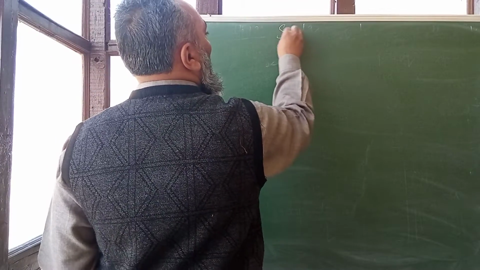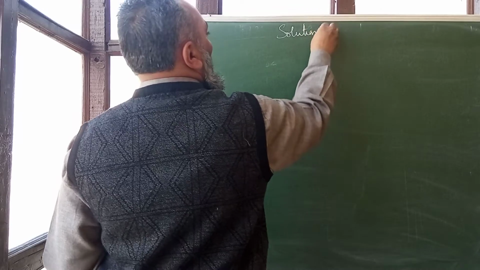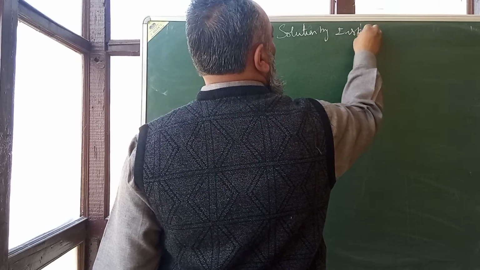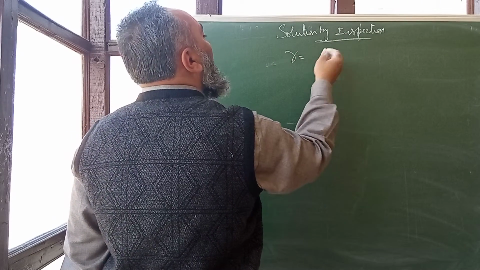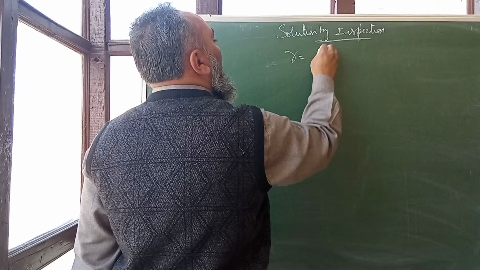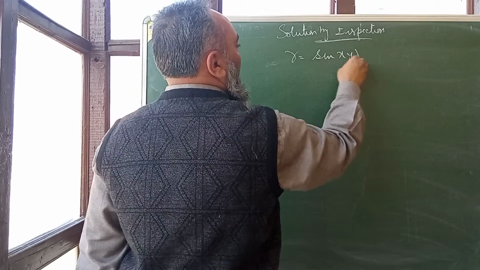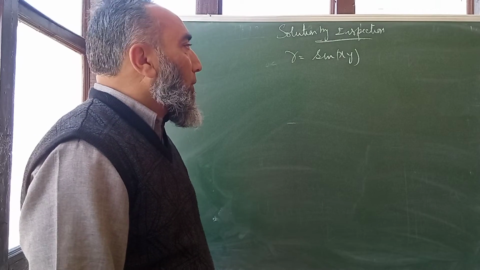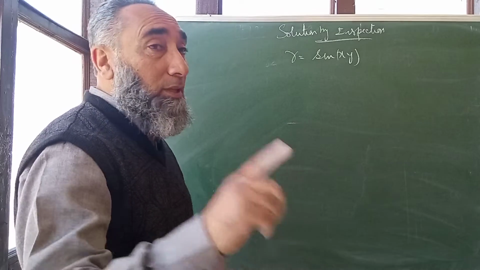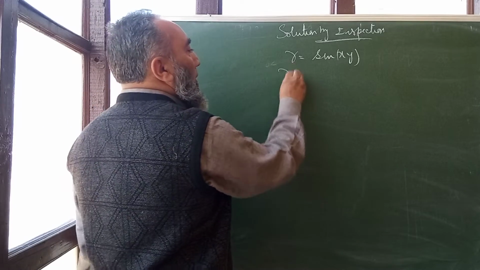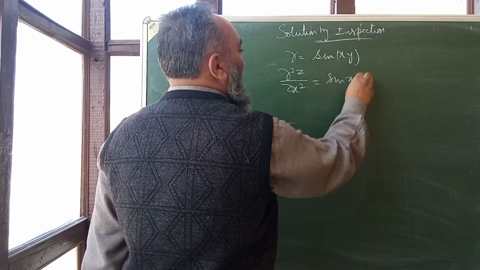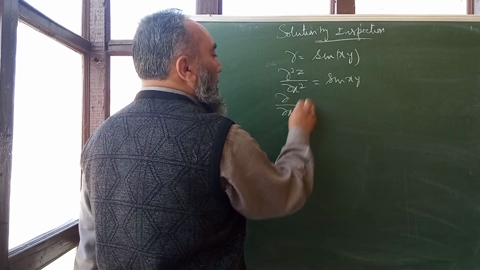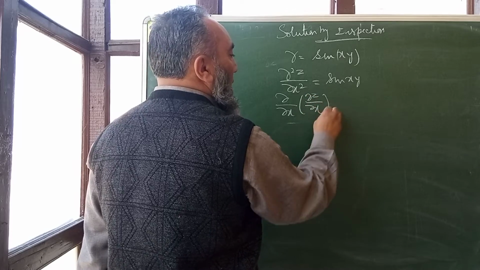Solution by inspection. These are very easy questions. Say you have r equal sin xy. You see, z is a function of x and y. You know r is del 2 z by del x 2 equal sin xy. Now let me write it in this form: del by del x of del z by del x equals sin of xy.